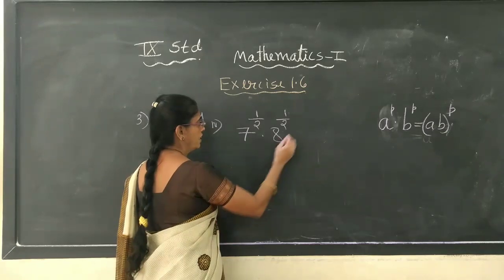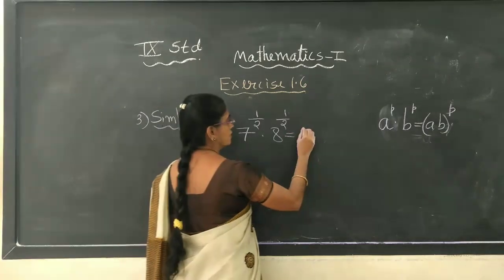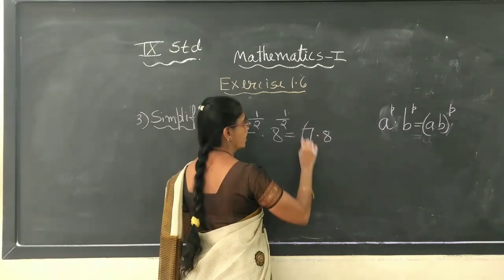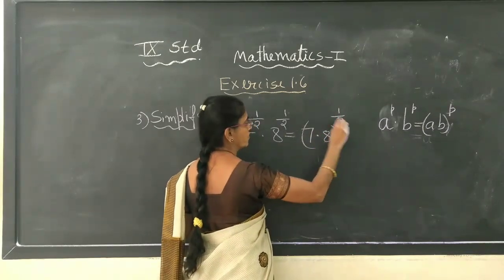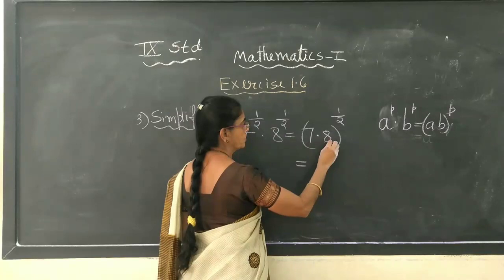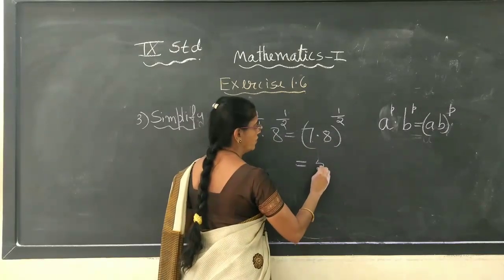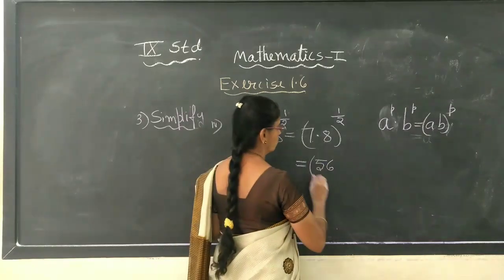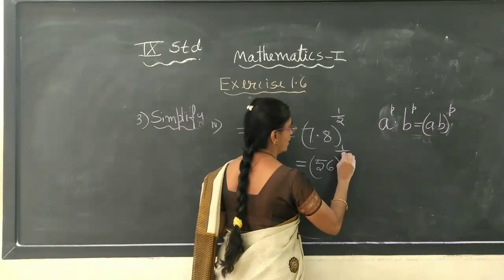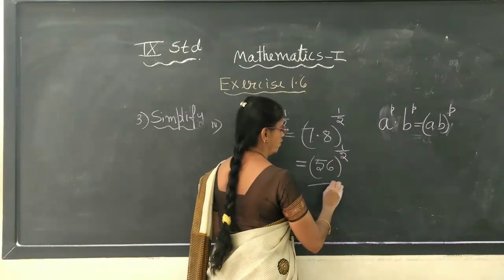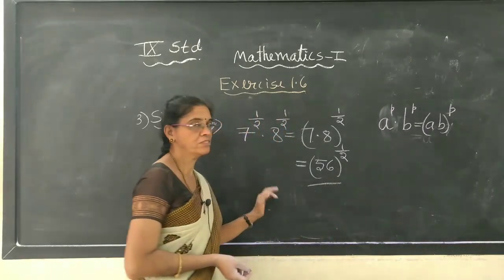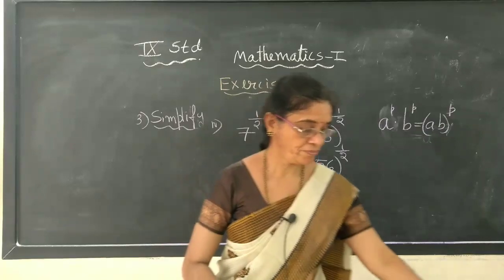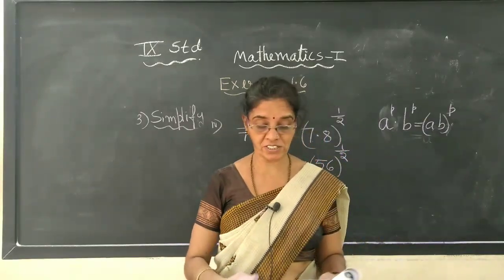So it is equal to 7 into 8. Both have the same power, so it is half. Right? 7 8s are how much? 7 8s are 56. Base is 1 by 2. So this is the end of the problem, end of the exercise 1.6 also.